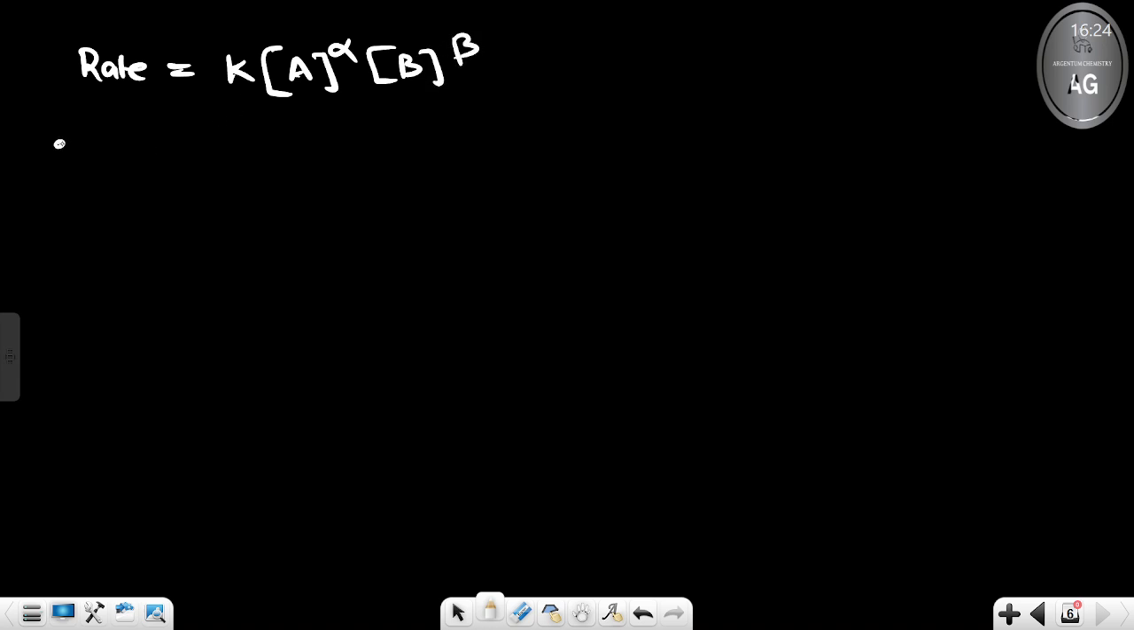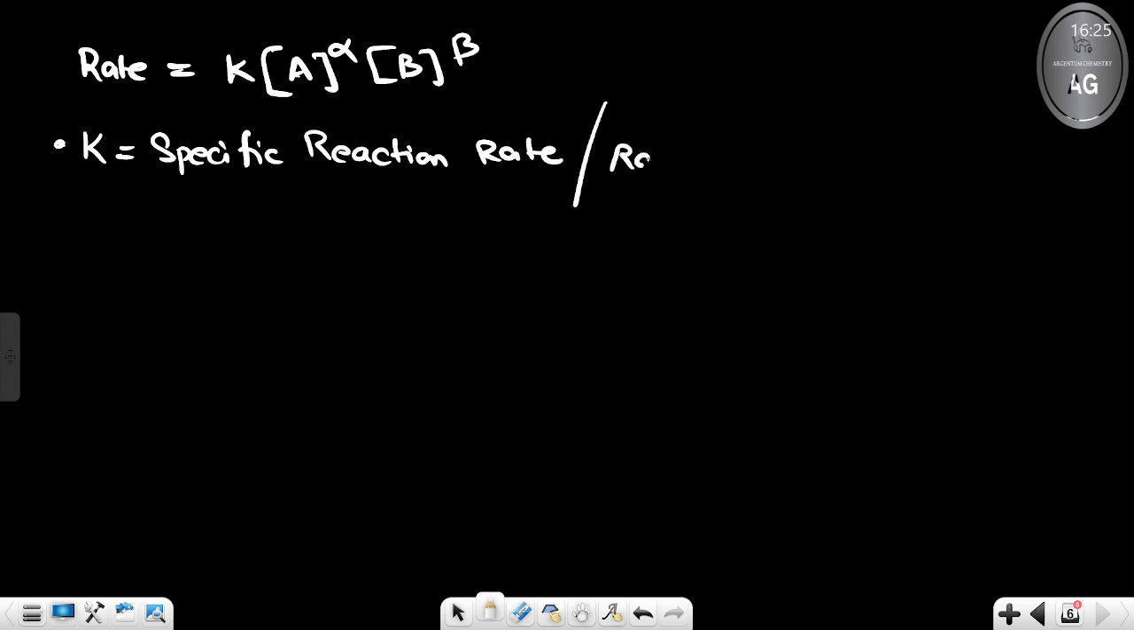This k is called specific reaction rate, or simply rate constant. What is the definition? It is the rate of reaction when the concentration of the reacting species is unity. When the concentration, or active mass, of the reacting species is 1, the rate of the reaction will be called the specific reaction rate or rate constant.